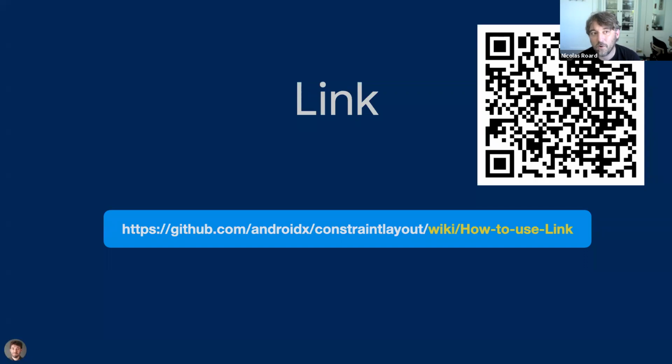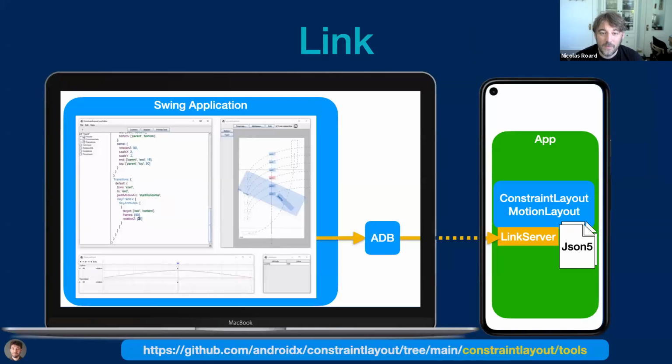But right now, Link is more like a little playground, right? To see what we can do. So what can it do? The basic idea is that it's an application you run on your desktop that connects to a live Android application that you developed, and you connect through an ADB tunnel, right? There are some instructions on the GitHub on how to set that up.